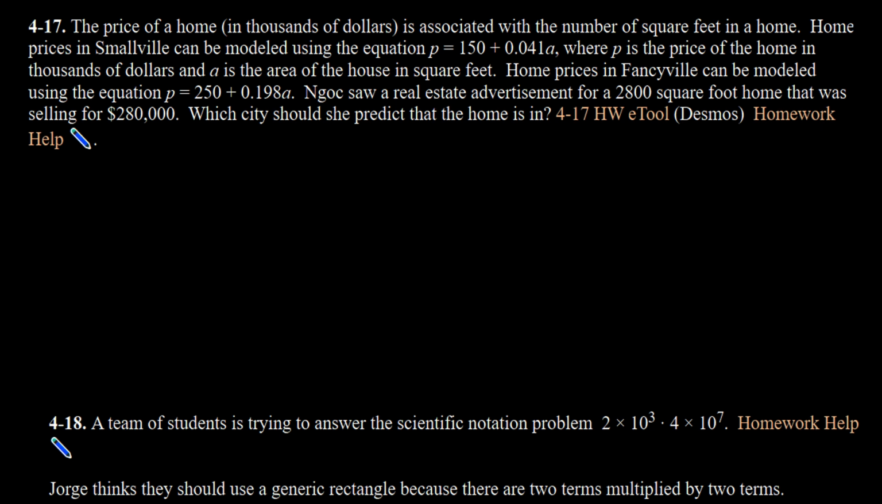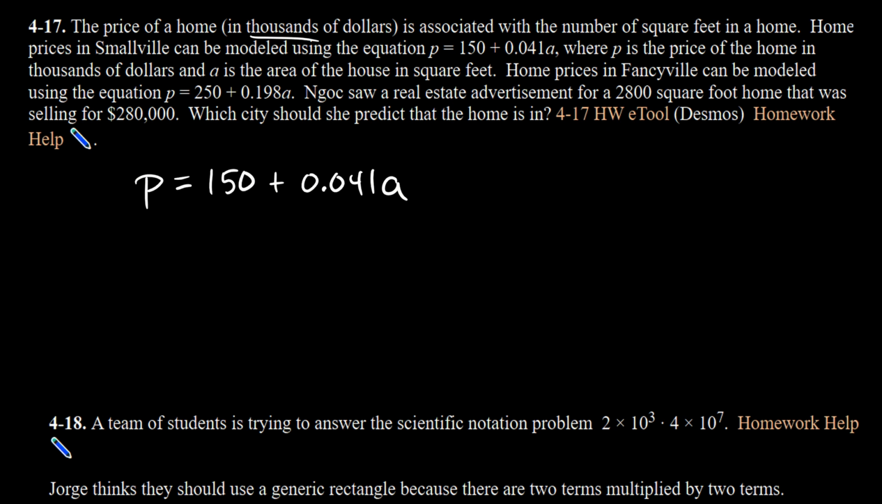Oh, okay, let me write this down. So the model for the equation in Smallville is 150, and it says these were in thousands of dollars, right? So 150,000 plus, we're going to write down 0.041 A, where P is the price of the home in thousands of dollars, and A is the area of the house in square feet. All right, got it. Oh, and then there's another neighborhood here.